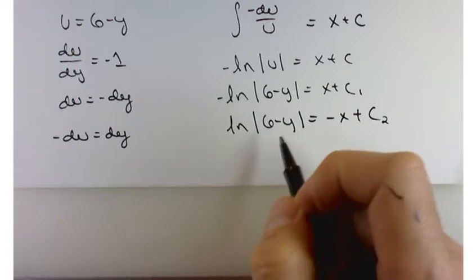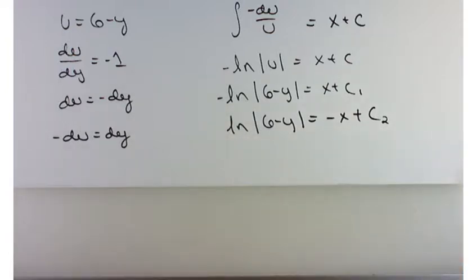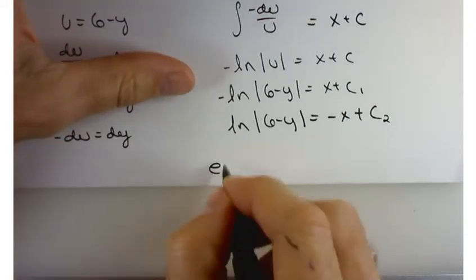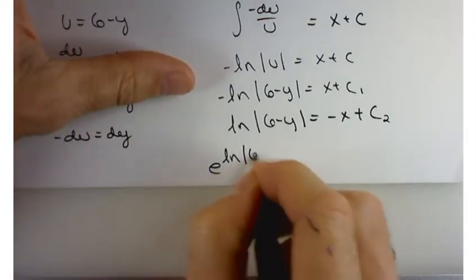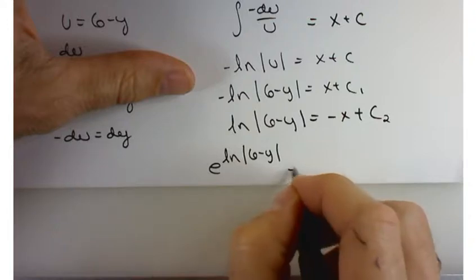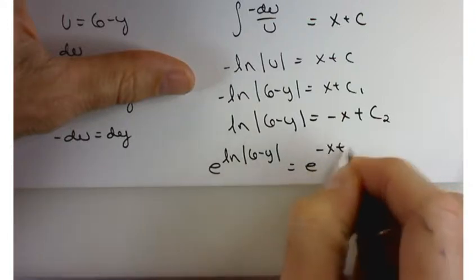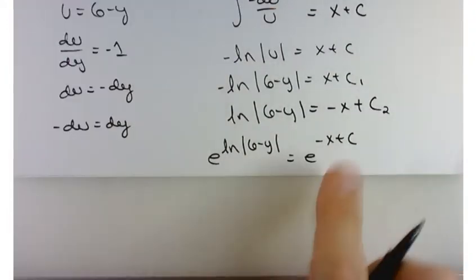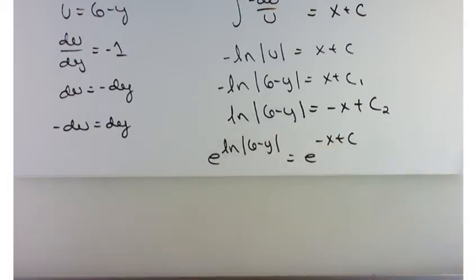The big challenge is to get rid of that logarithm. How can I get rid of the logarithm? What's the opposite of taking a log? What would undo a logarithm? Exponentiate. Good job. So I'll do e to the ln of 6 minus y equals e to negative x plus our constant. Now it's important that we had that constant here because it's going to come into play.